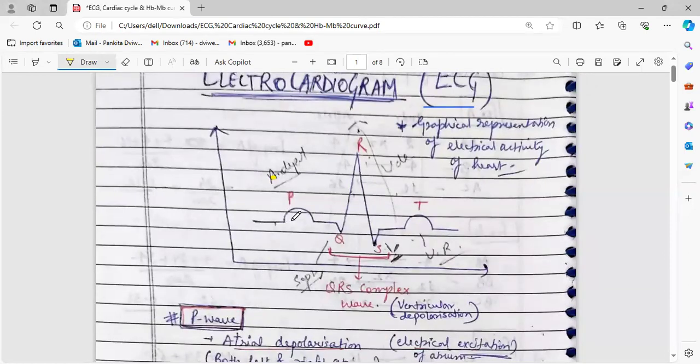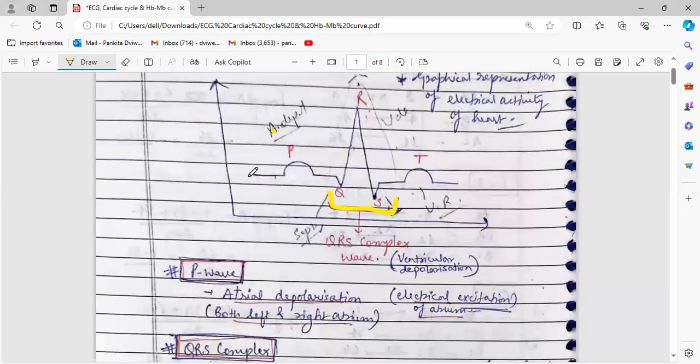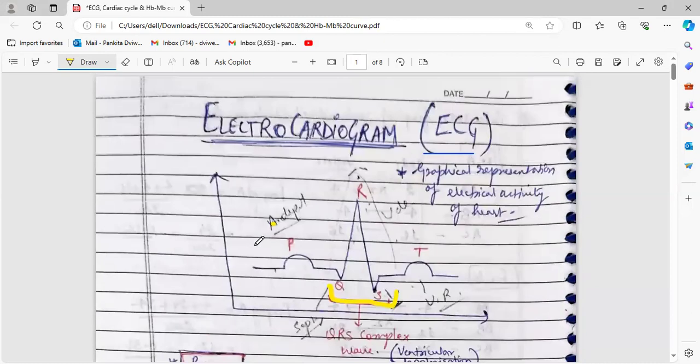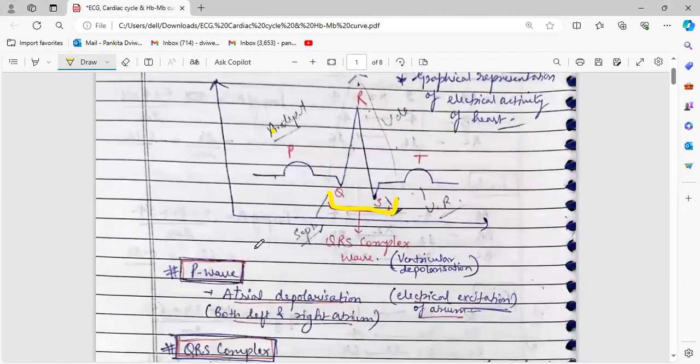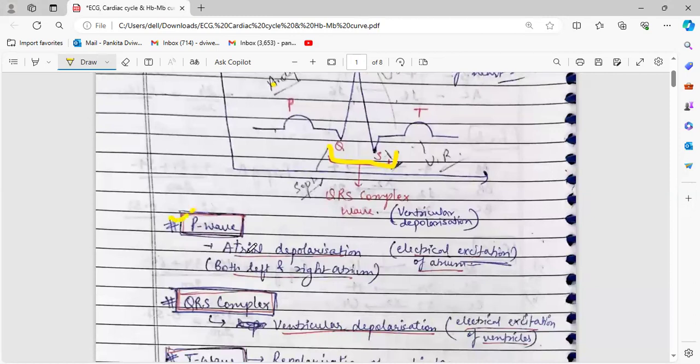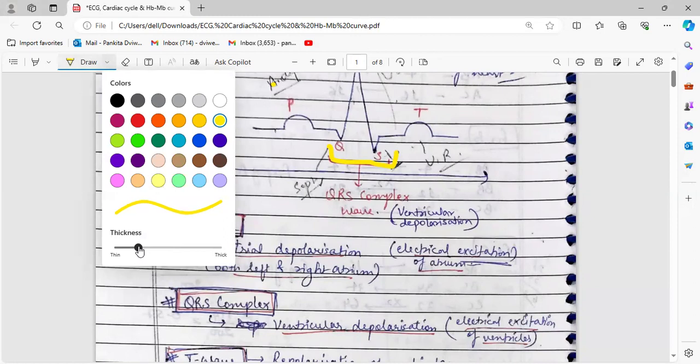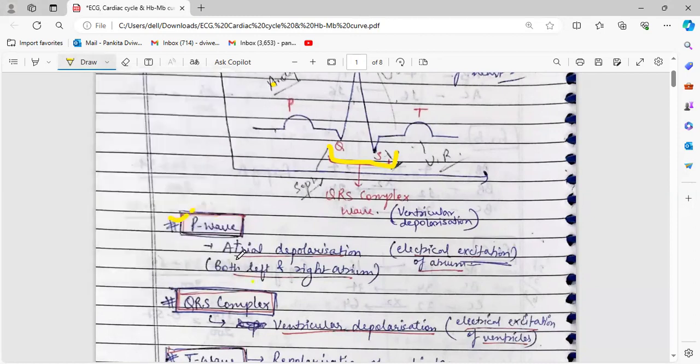It has got waves P, Q, R, S, and T, wherein this represents the QRS complex wave, which shows the ventricular depolarization. Let's talk about the waves of the ECG. What do they represent? So the P wave represents atrial depolarization, where electrical excitation occurs of both the right as well as left atrium.